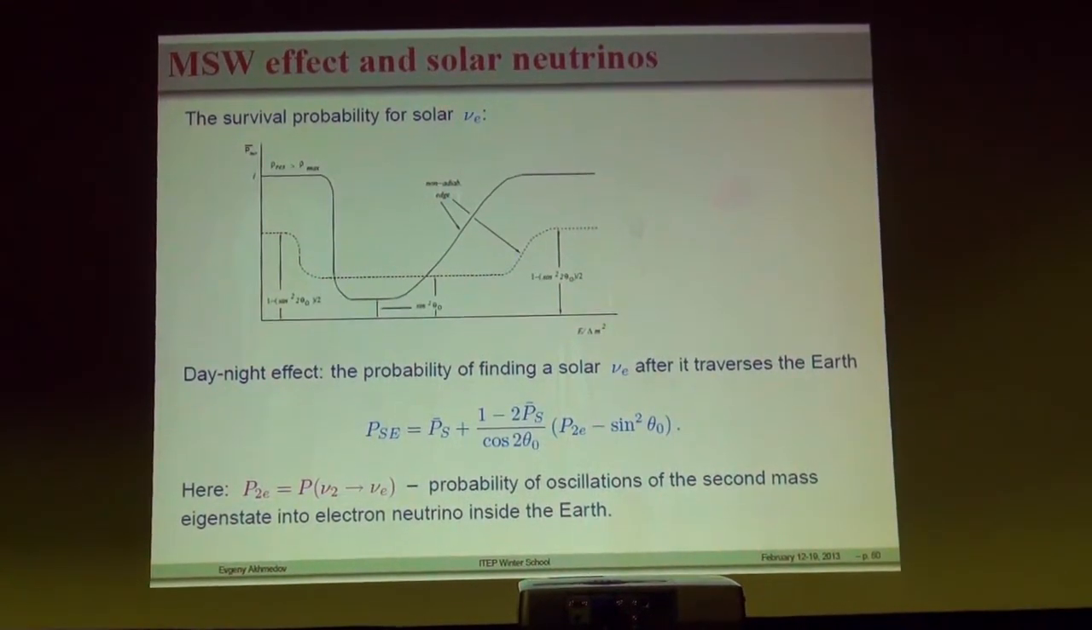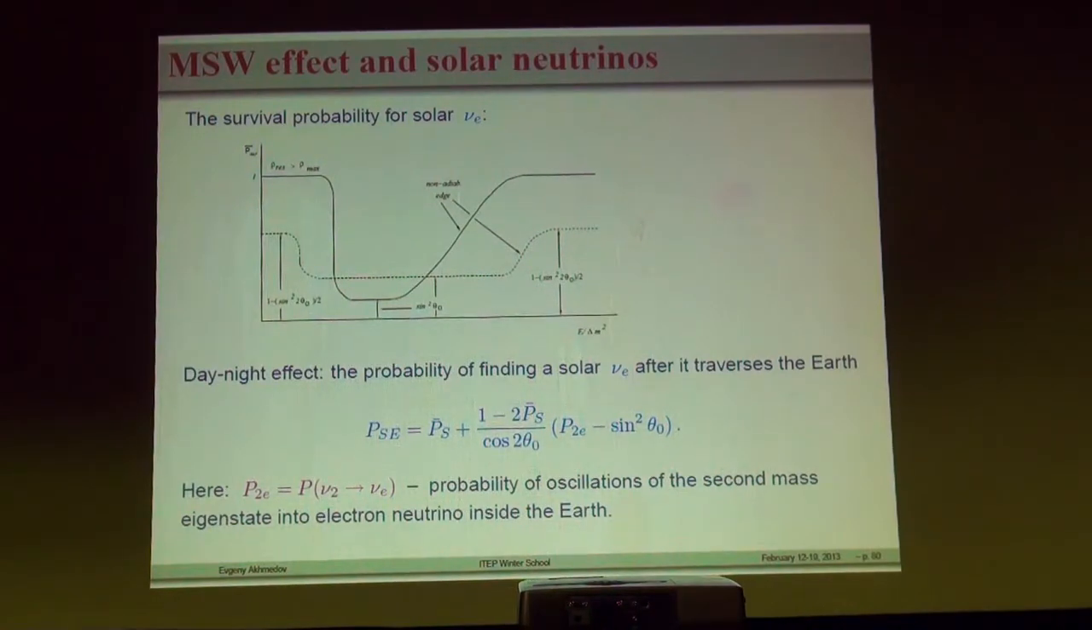Okay, here are the day-night effects. What happens if neutrinos are coming to our detector during the night? Then they cross matter not only of the sun, but also of the Earth. And this has to be taken into account. And the probability of survival of electron neutrinos after they cross the Earth and the sun is given by this formula. But this is the probability of survival in the sun. P2e is the probability for the second mass eigenstate to become an electron neutrino upon crossing the Earth.